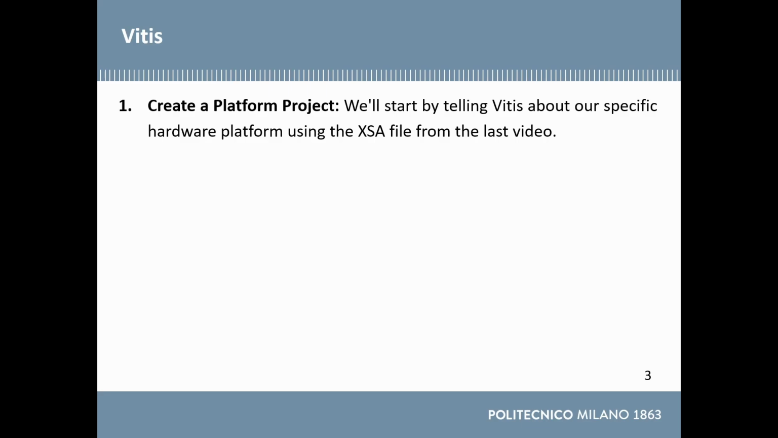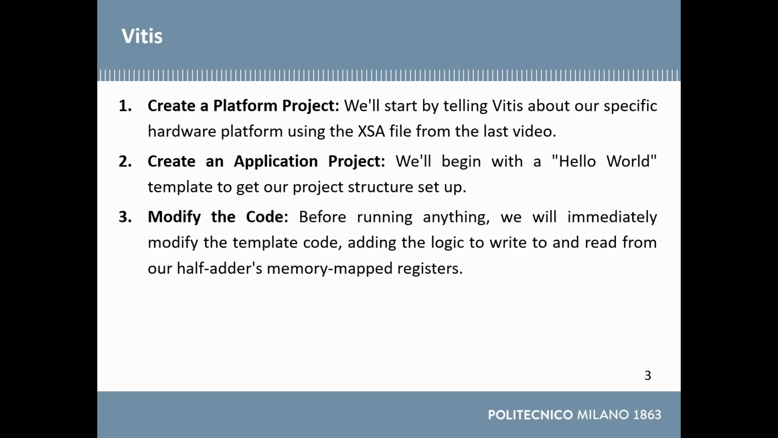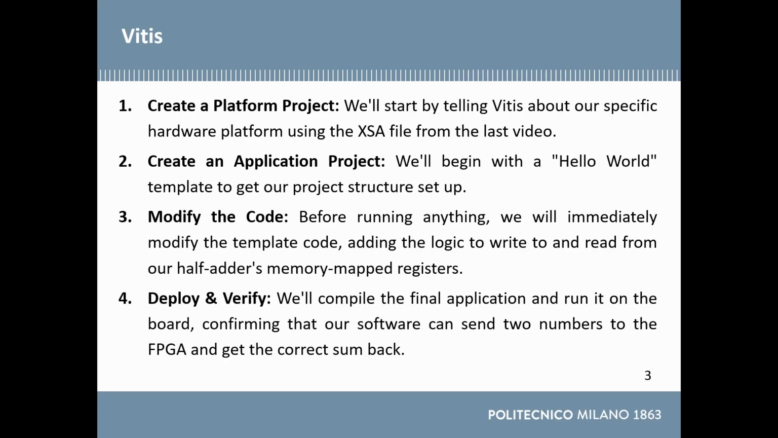Throughout this video, we're going to create a platform project. We'll start by telling Vitis about our specific hardware platform using the XSA file from the last video. We're going to create an application project by beginning with a Hello World template to get our project structure set up. Then we'll modify the code by adding the logic to write and read from our half adder's memory mapped registers. And finally, we'll deploy and verify our application by compiling and running it on the board, confirming that our software can send two numbers to the FPGA and get the correct sum back.